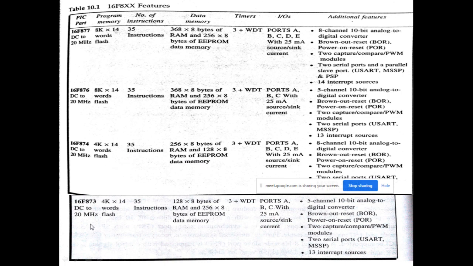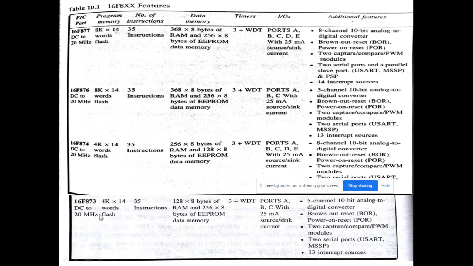Okay. When you go to the last device, which is 873, you can see that in this device the memory is also reduced as compared to the highest device. You can see 8K is reduced to 4K. Memory is similar to this, it is reduced. At the same time, the number of ports is also reduced.